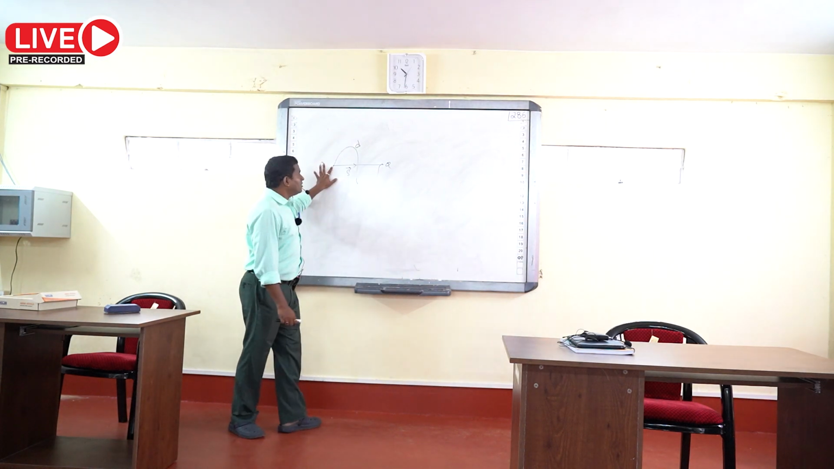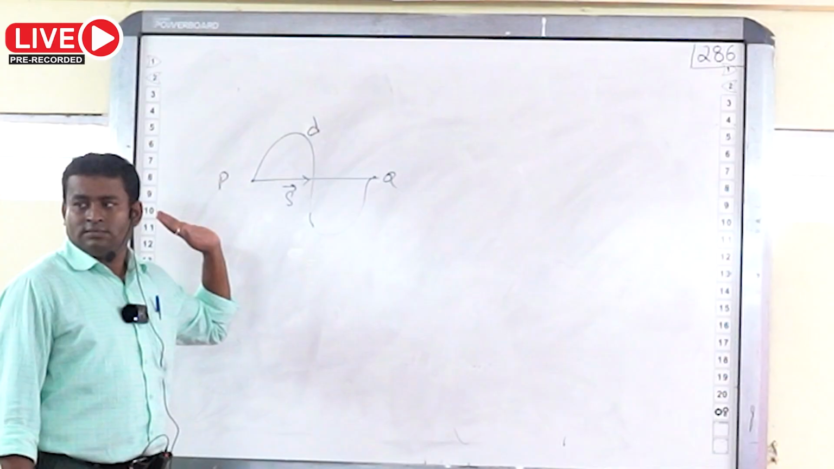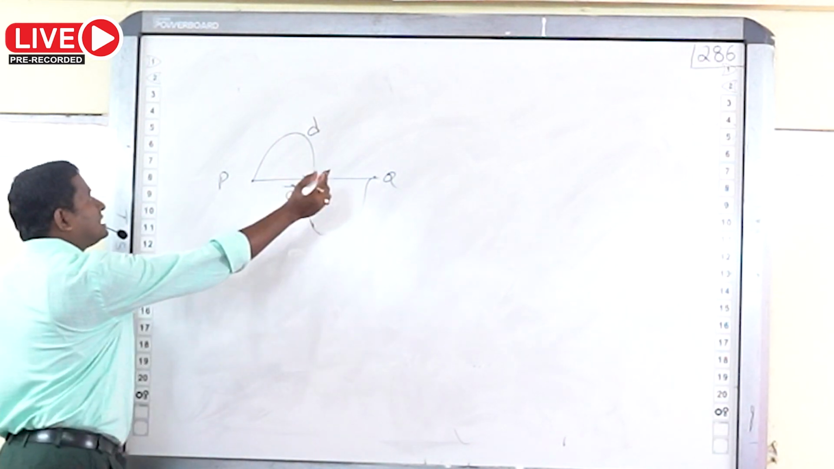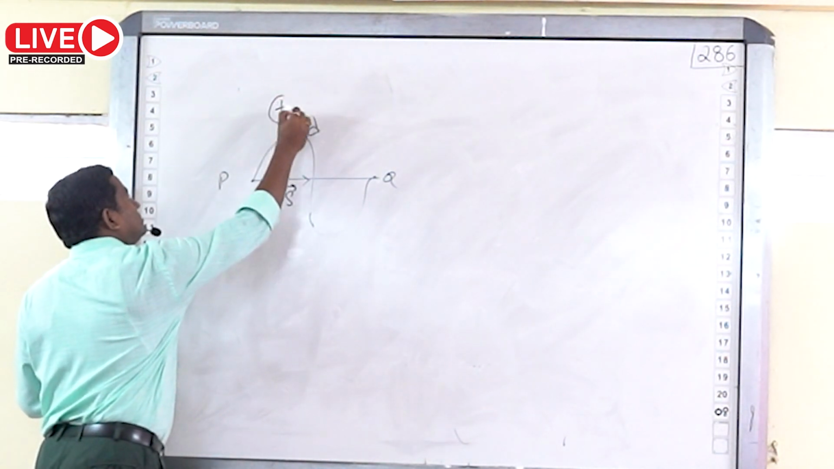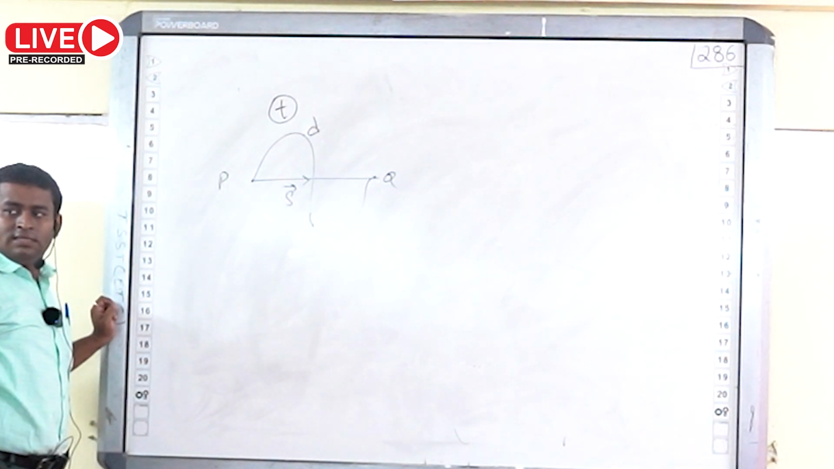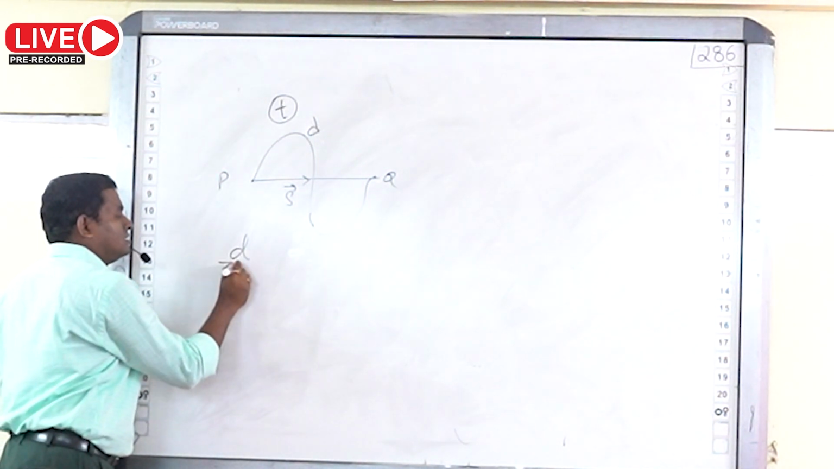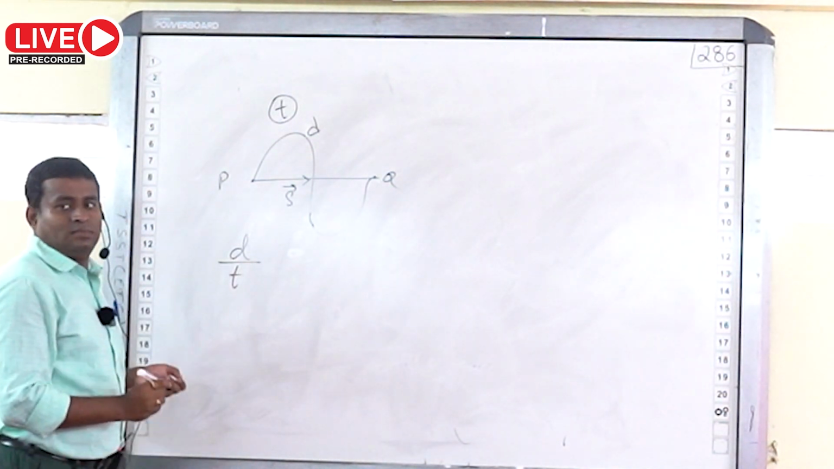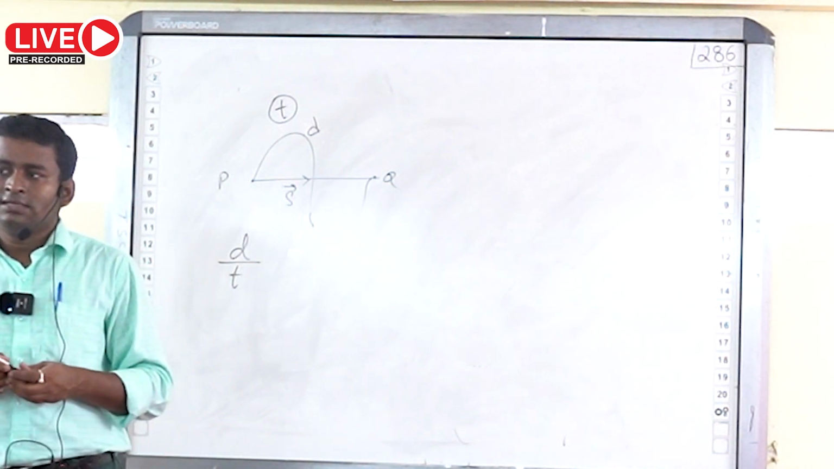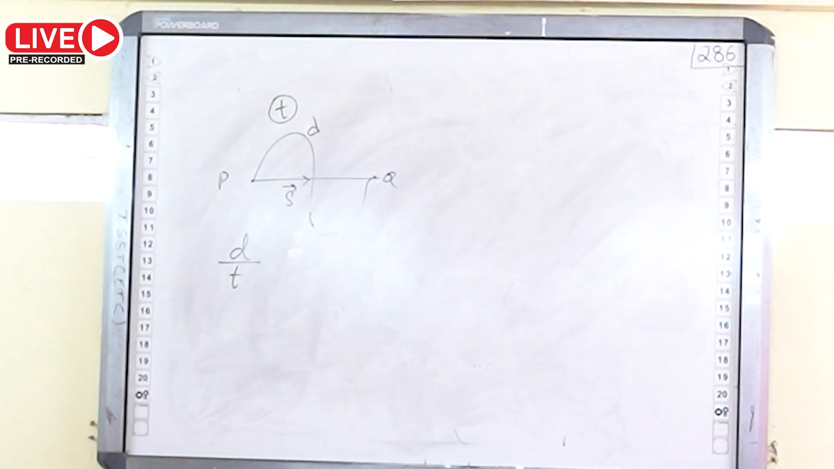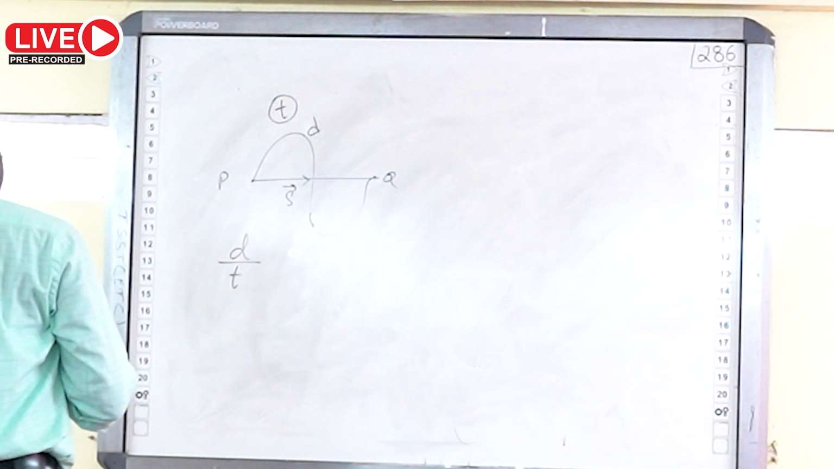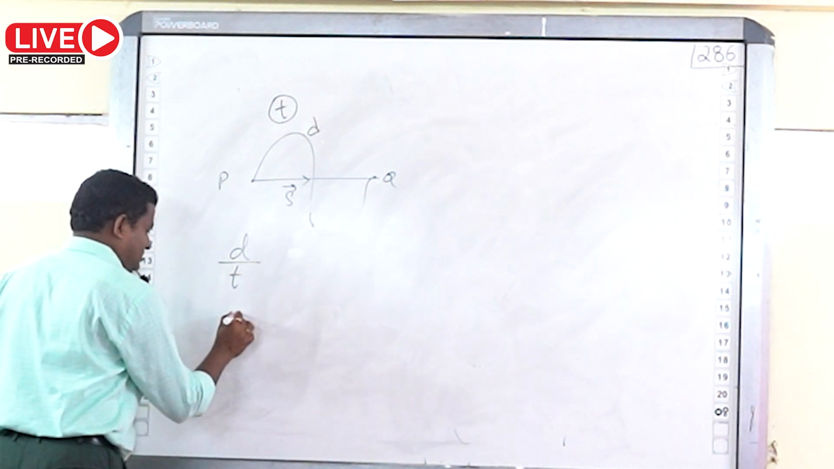Now, if in traveling from this point to this point, the particle takes a certain time t, then we can define one quantity, distance traveled by time, which is called speed, and displacement by time is called... Both the terms are wrong.